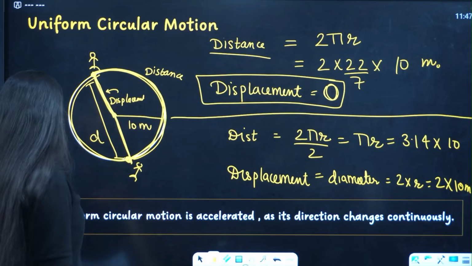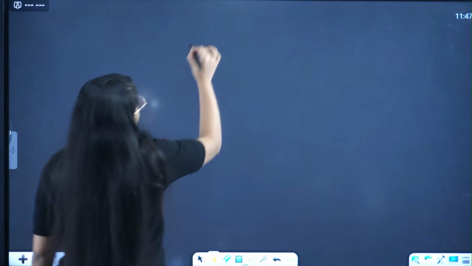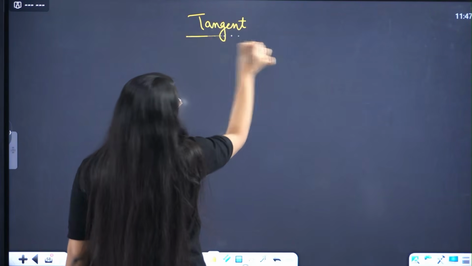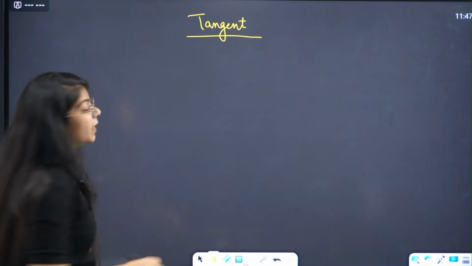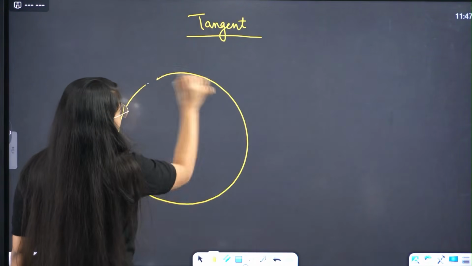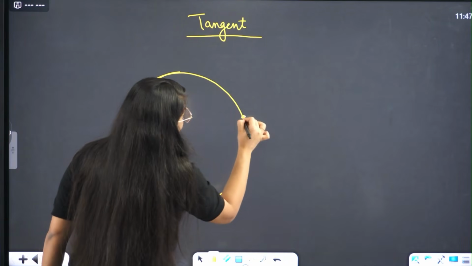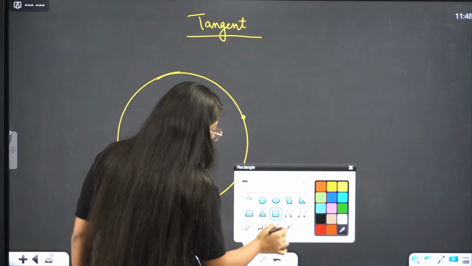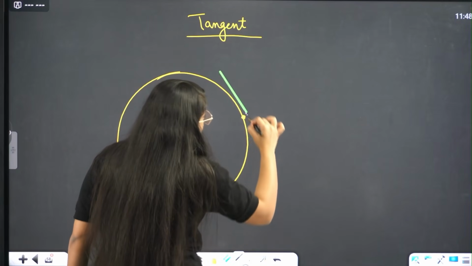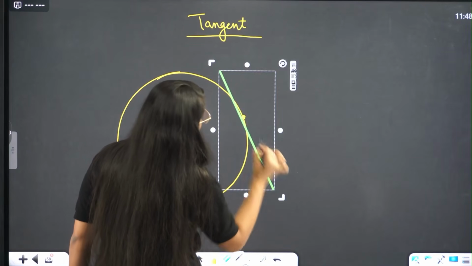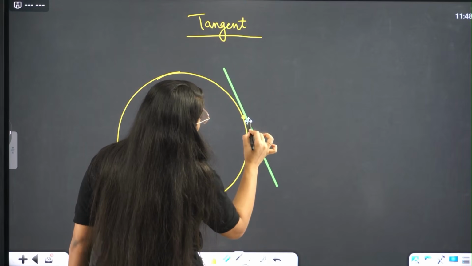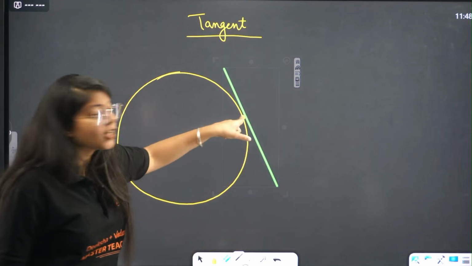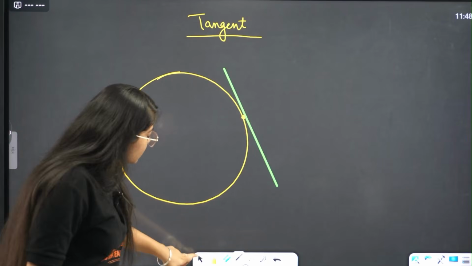One more thing, let's see. There is one thing that you will learn in your further studies, or you must have learned, which is a tangent. That means at any point on a circle, if you draw a line that just touches that circle at that one single point, like this. See? This line is only touching this point at just one single point.